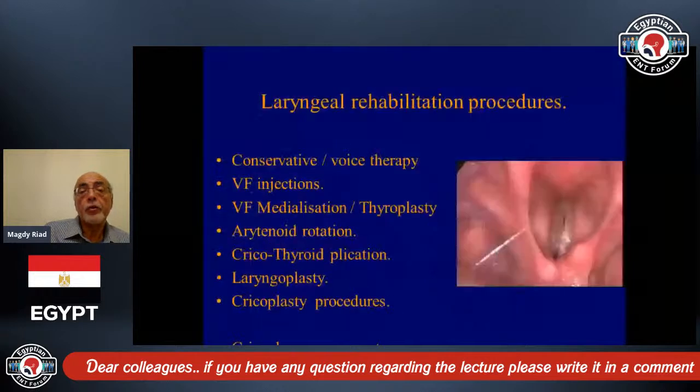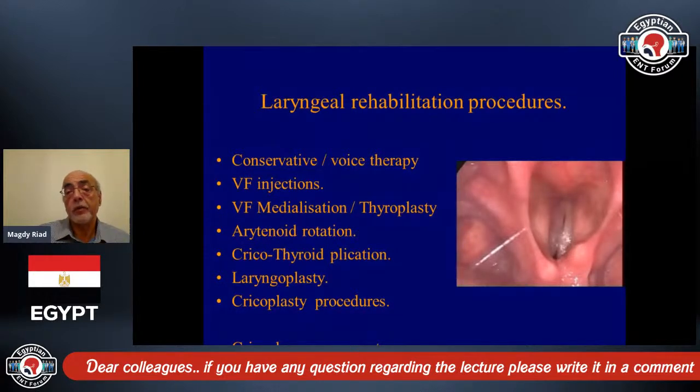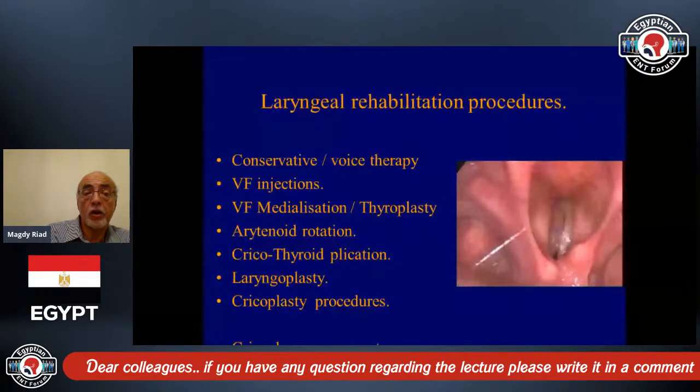The other common procedure that you would do for aspiration would involve the larynx. And of course, you have tried first voice therapy and things. But if there is incompetent glottis or incompetent movement of parts of the larynx, you start to think about vocal fold injection and medialization procedures, either thyroplasties or by injection.